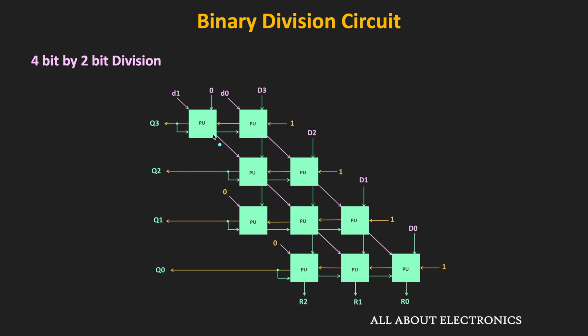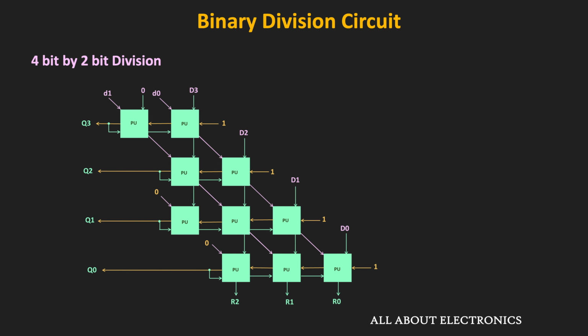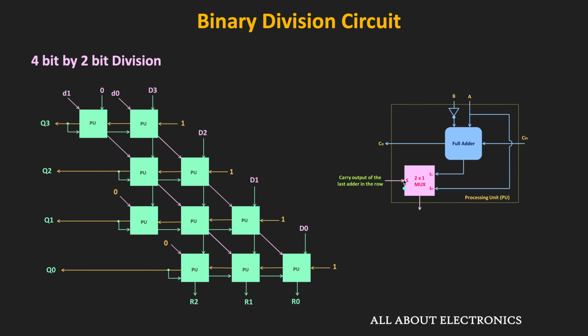So here, depending on the final carry in each row, each processing block performs either subtraction or the restore operation. And for that, as you can see, the final carry in each row is connected to the selection input of each multiplexer. And like I said earlier, here each processing block consists of this full adder and the multiplexer.